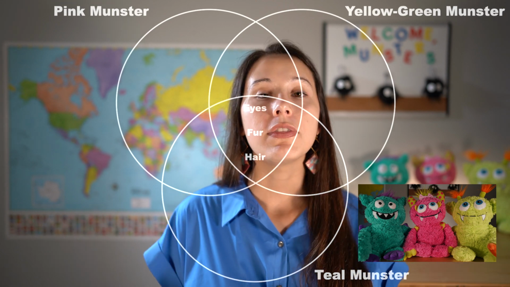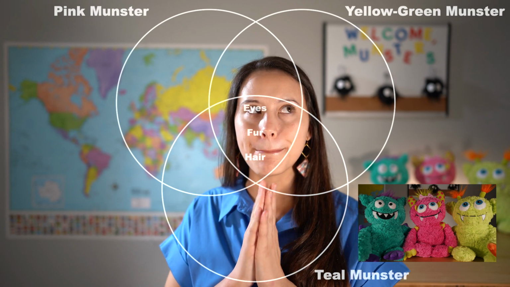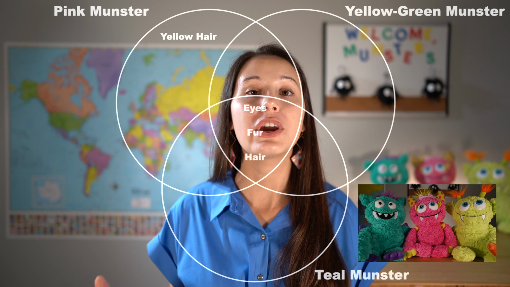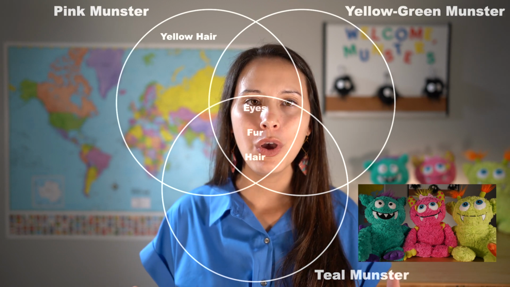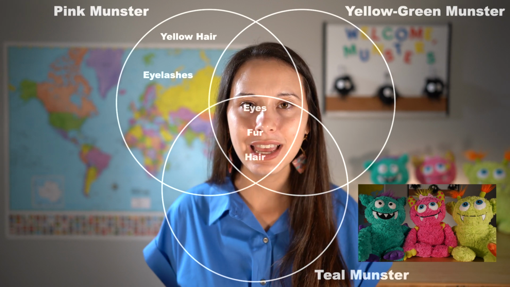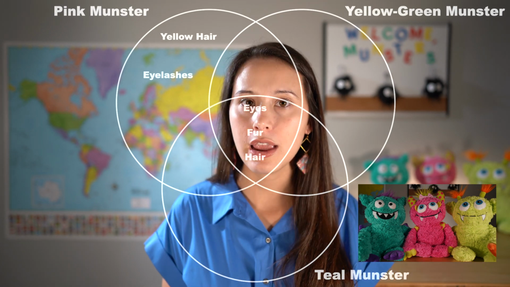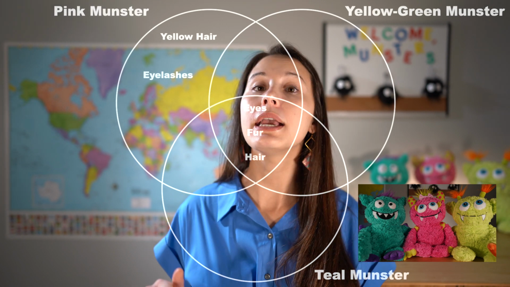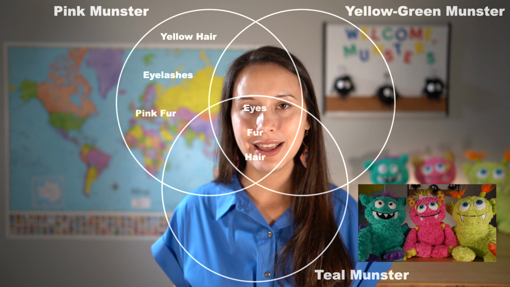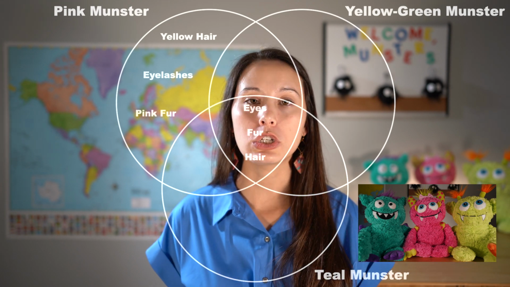So the words that I pulled from the word bank, let's see, yellow hair. This pink Munster has yellow hair. What else does the pink Munster have? Eyelashes. The pink Munster has little eyelashes. And the final characteristic of this pink Munster is pink fur. And so that is our completed section for the pink Munster.